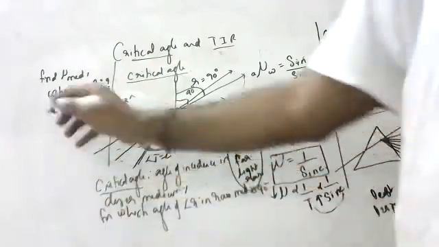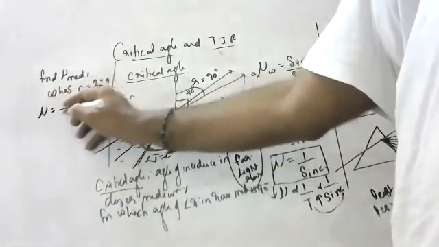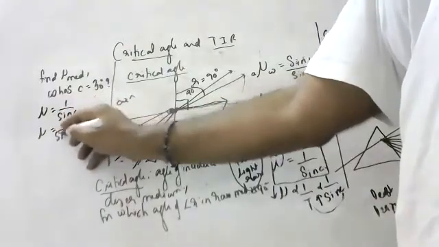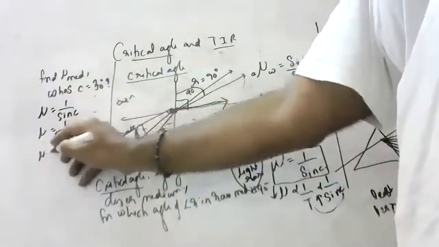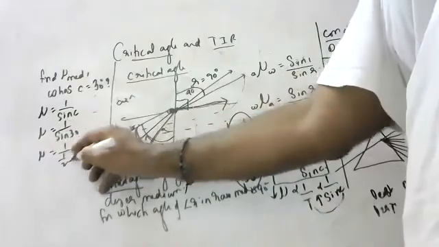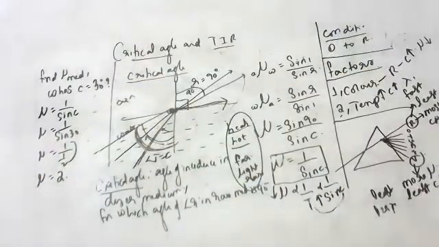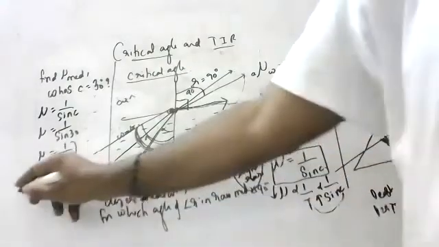Refractive index is equal to 1 by sine C. Refractive index is equal to 1 by sine 30. Refractive index is equal to 1 by 2. Refractive index is equal to 2. This is the first question. Those who did not understand, second question.